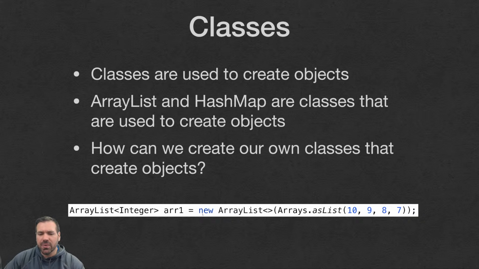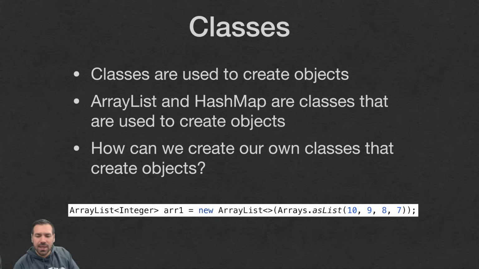So when we say new ArrayList, whenever we use the keyword new in Java, what that means is we are creating a new object on the heap. Before we just said we're creating a new ArrayList or a new HashMap, but the general term is creating an object on the heap.